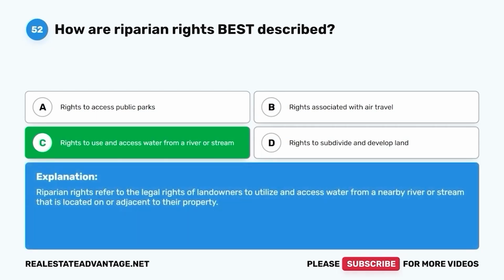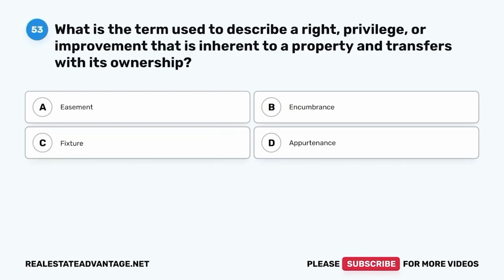Riparian rights refer to the legal rights of landowners to utilize and access water from a nearby river or stream that is located on or adjacent to their property. Question 53. What is the term used to describe a right, privilege, or improvement that is inherent to a property and transfers with its ownership?